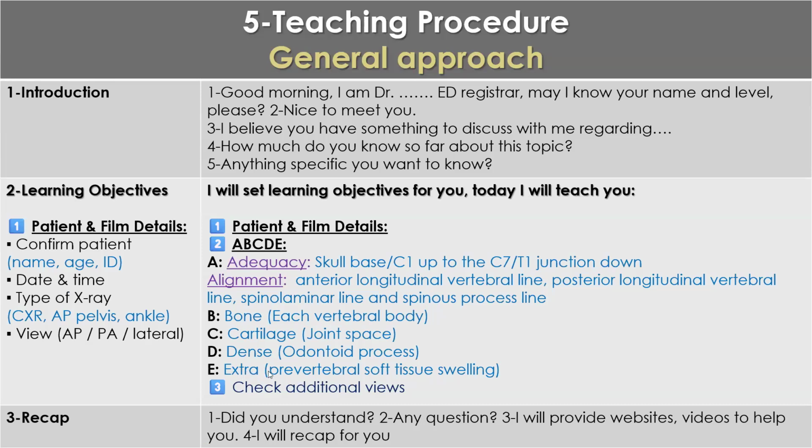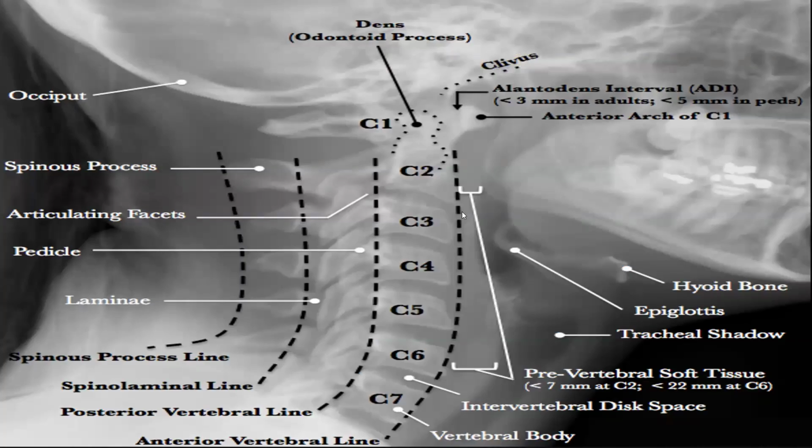Then extra, that means soft tissue. Then we will see C2 and C7, and we should know that at C2 the space should be less than 7 millimeter, and at C7 22 millimeter, and if it is more, that means we have any infection in our soft tissues, any abscess or anything over there.